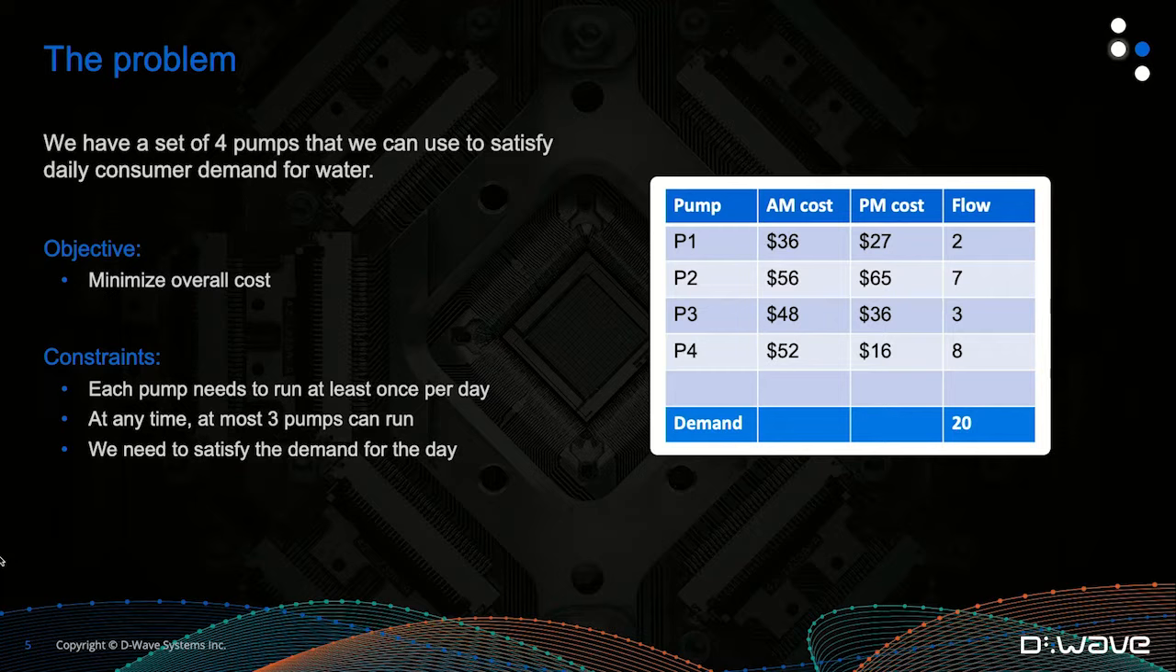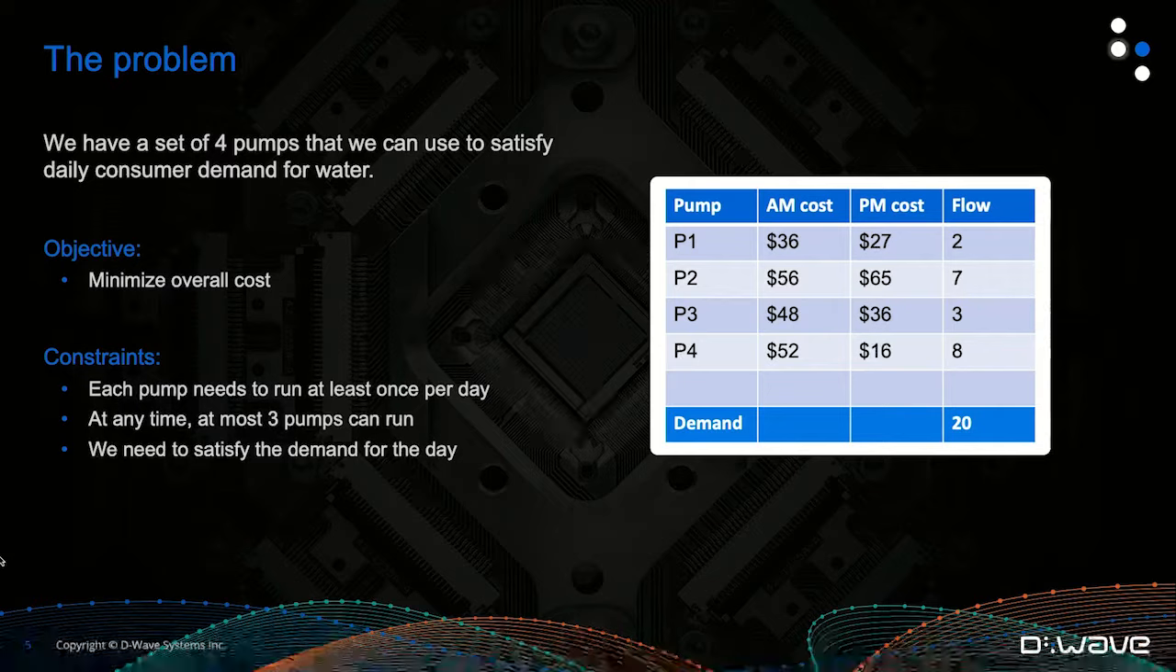Now our objective is to minimize the cost to operate these pumps. And we have some constraints, like each pump needs to run at least once per day. We want to make sure for maintenance that each pump is getting a workout every day and none of them get rusty. We also have a constraint that at any time we can run at most 3 out of our 4 pumps. This is really in case one of the pumps that's being used breaks, we have a spare one to fall back on.